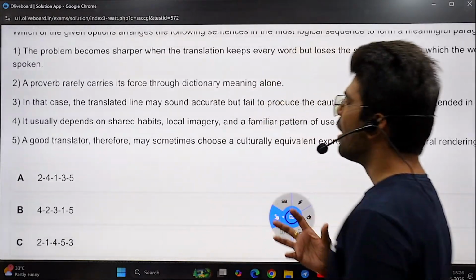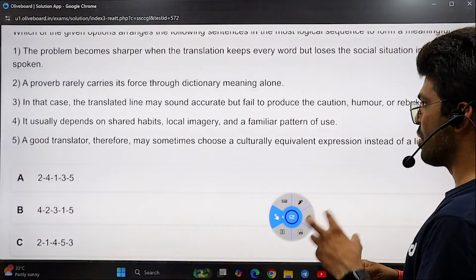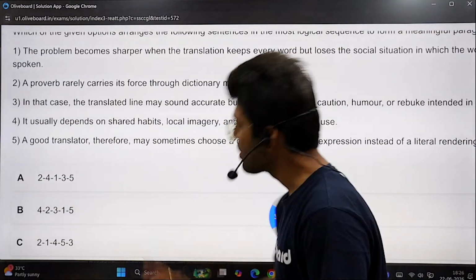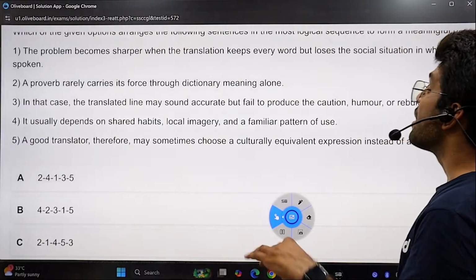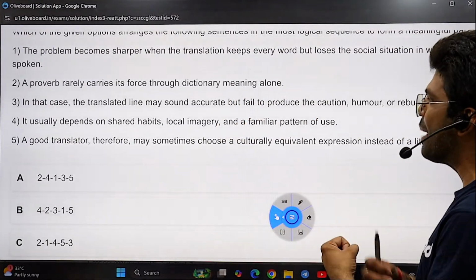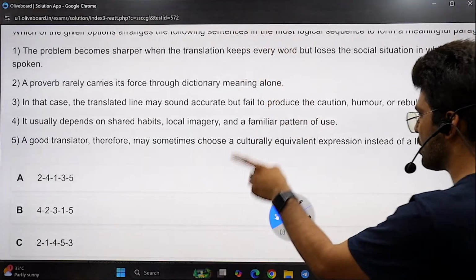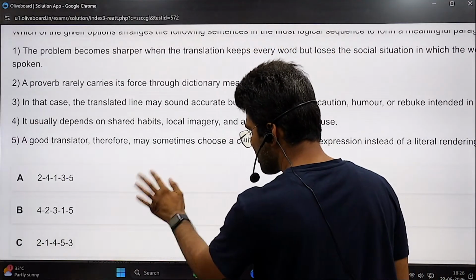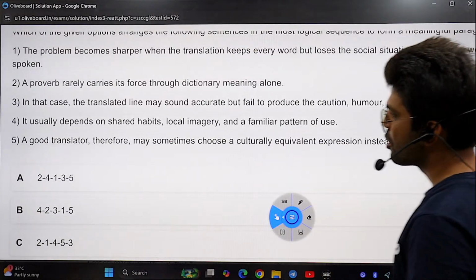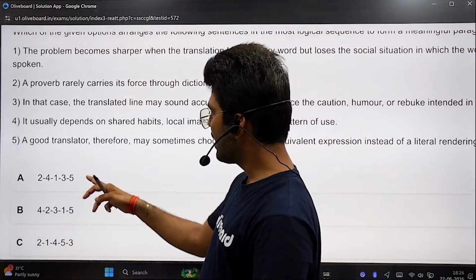A proverb rarely carries its force through dictionary meaning alone. It has to be the descriptive one. We have two options. In that case, in which case, can't be the first one. Not available either. It depends on, can't be the first one. Dropped. So the second one has to be the first one. And a good translator, therefore, should be the ending one, fifth in the ending given here.